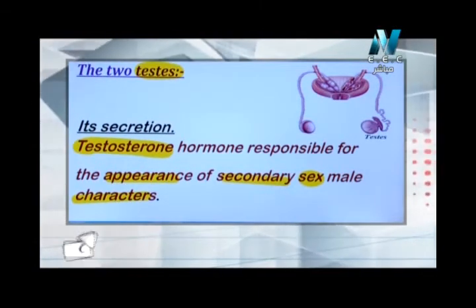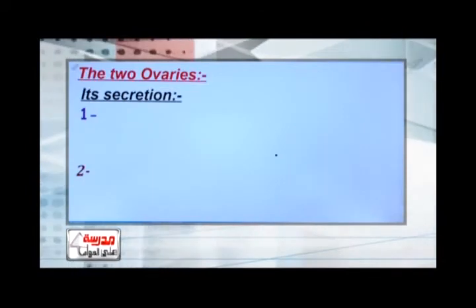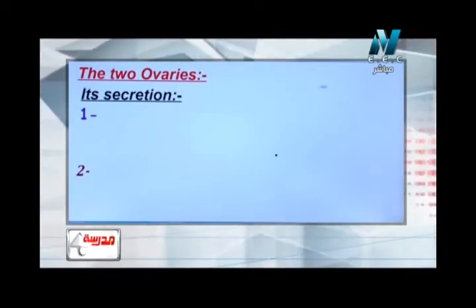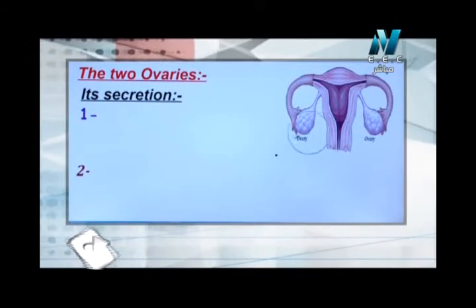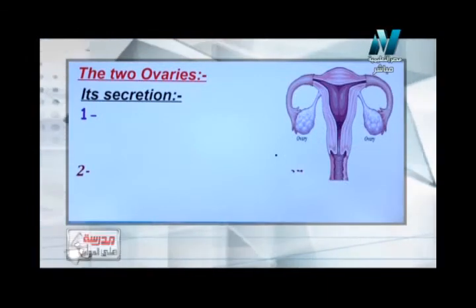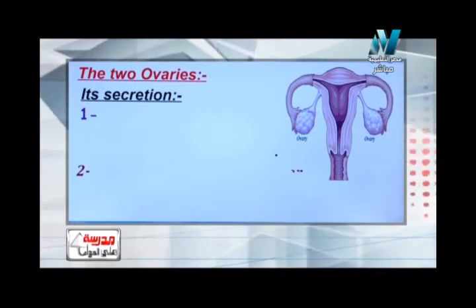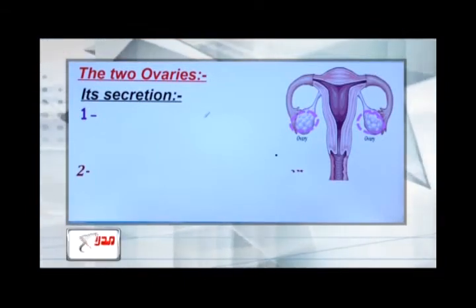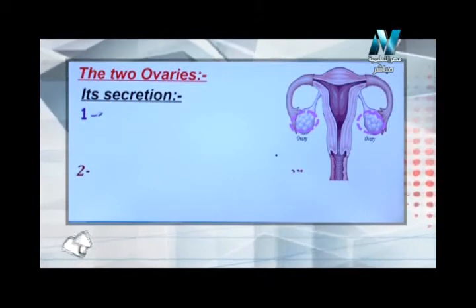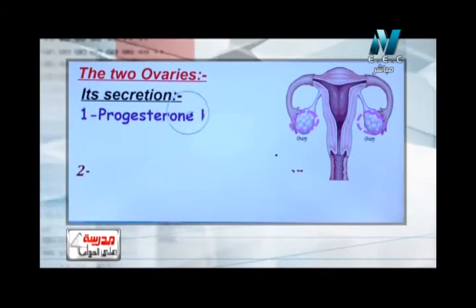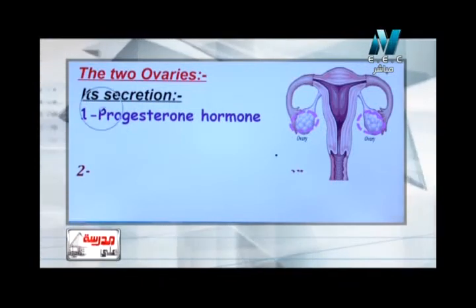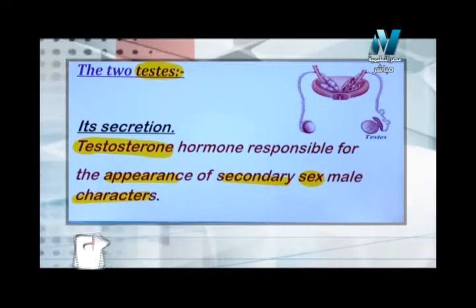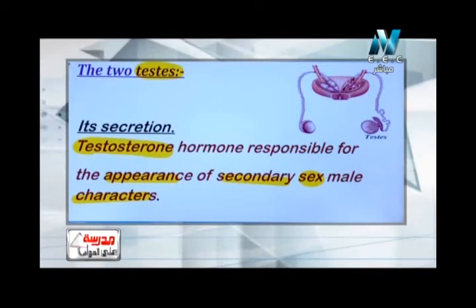We have another gland here, the two ovaries. The two ovaries exist only in females. Here we have the two ovaries, as we studied before in second prep. We have the left and right ovary. The first secretion is progesterone hormone. What is the function of progesterone hormone? Like testosterone exactly, but for females, not for males.